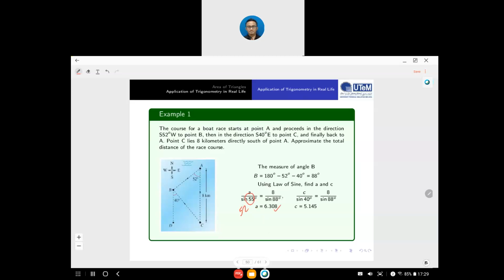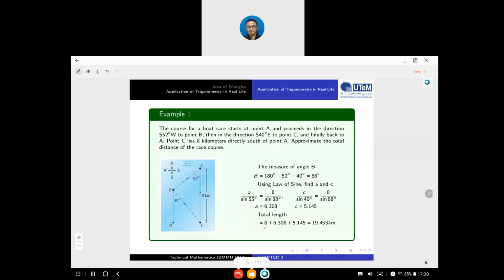Okay. And then C over sine 40. Okay, yes, make the correction, that one. Not 55, supposedly 52. Okay. C over sine 40 equal to 8 over sine 88. So you can get C equal to 5.145. Since you already have A and C and then another one is 8, so for the total distance, just get the summation. Okay. 8 plus 6.308 plus 5.145. So you can get 19.453 kilometers. Okay, that one is example 1.